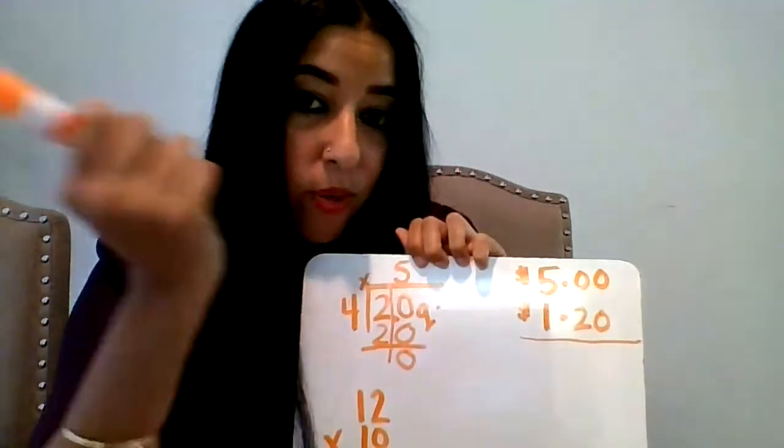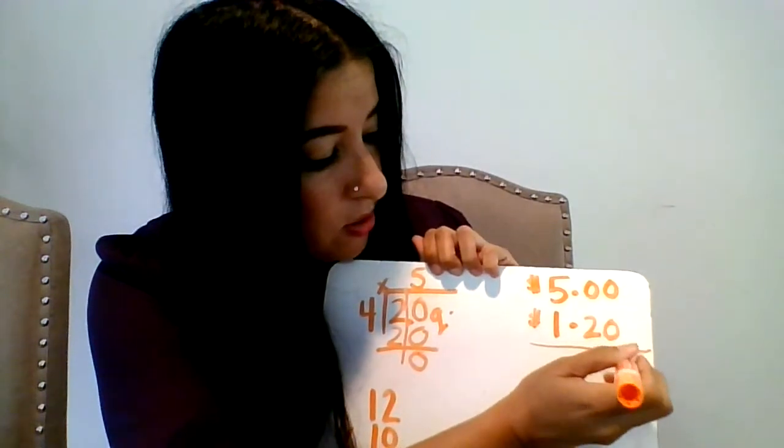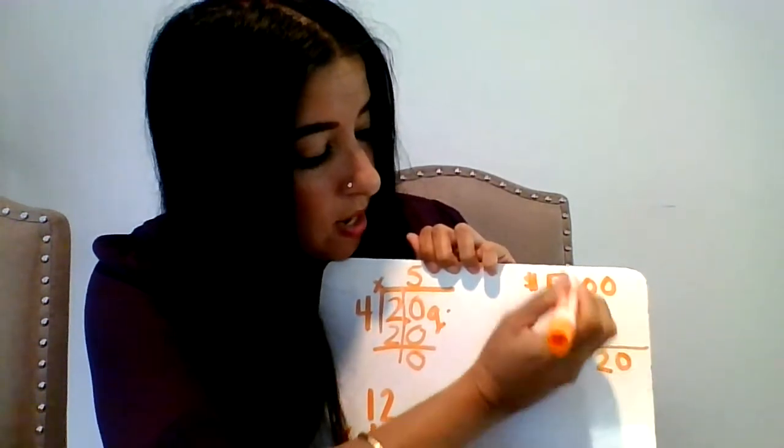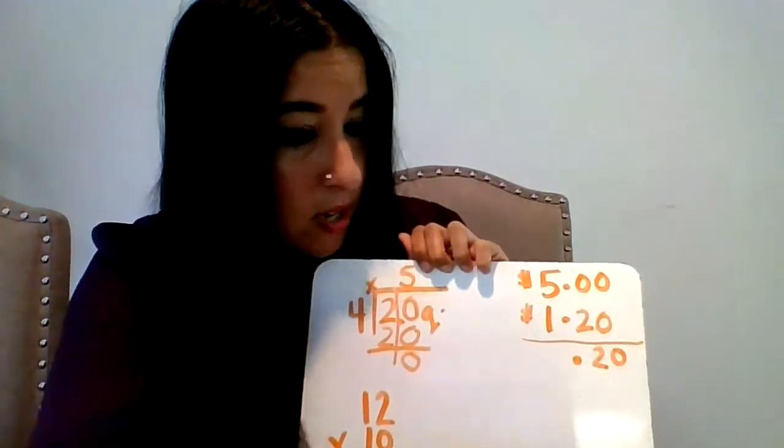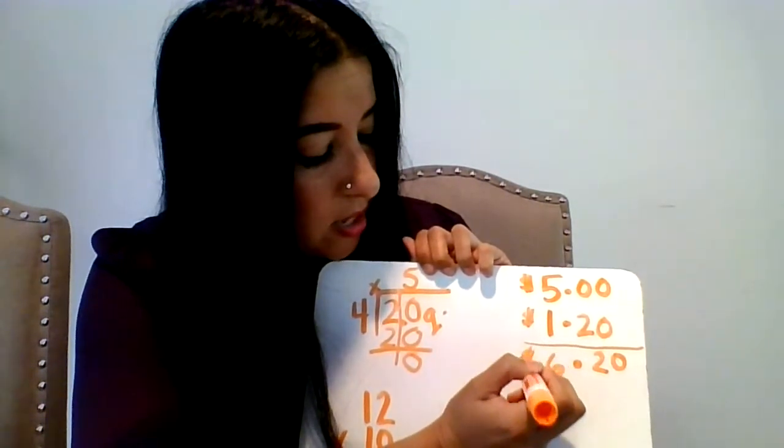Let's go ahead and add. We always start in our ones columns as always. 0 plus 0 is 0. 0 plus 2 is 2. Line up that decimal just here. And 5 plus 1 is 6. And I'll go ahead and bring down that dollar sign.